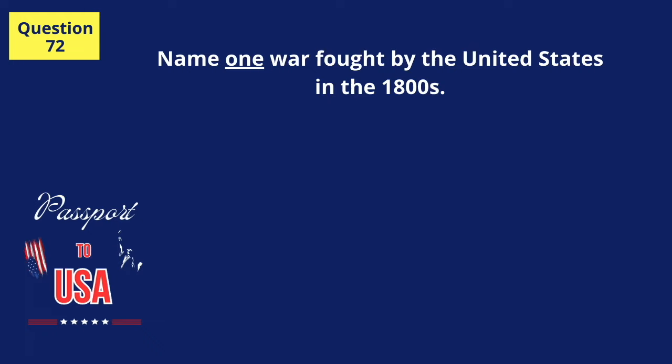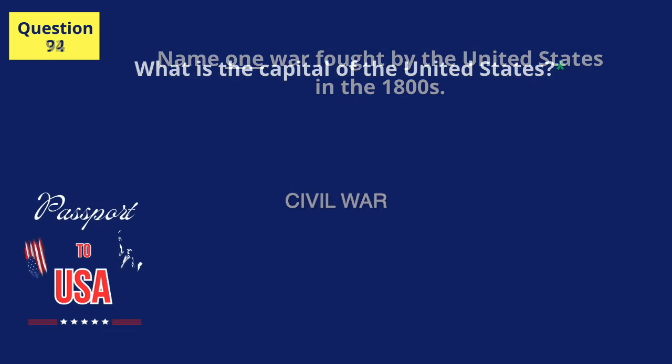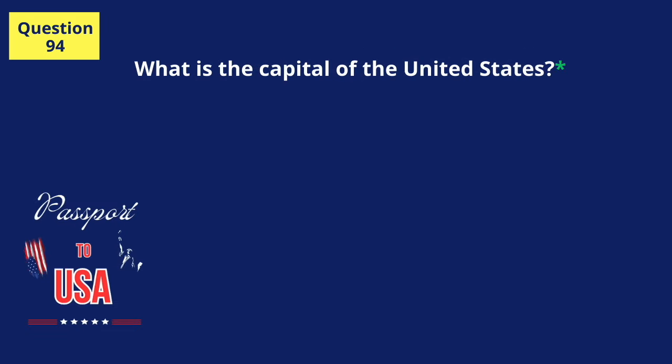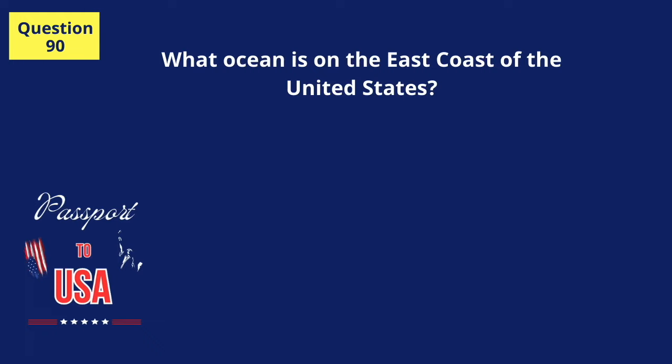Name one war fought by the United States in the 1800s. Civil War. What is the capital of the United States? Washington, D.C. What ocean is on the east coast of the United States? Atlantic Ocean.